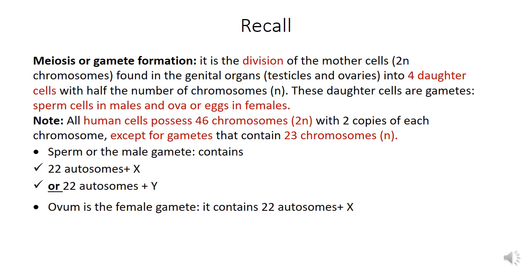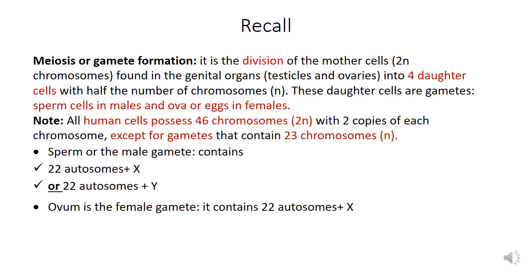Note, all human cells possess 46 chromosomes, 2N, with 2 copies of each chromosome, except for gametes that contain 23 chromosomes or N. The sperm, or the male gamete, contains 23 chromosomes, grouped into 22 autosomes plus X, one gonosome, or another type of gamete containing 22 autosomes plus Y gonosome.